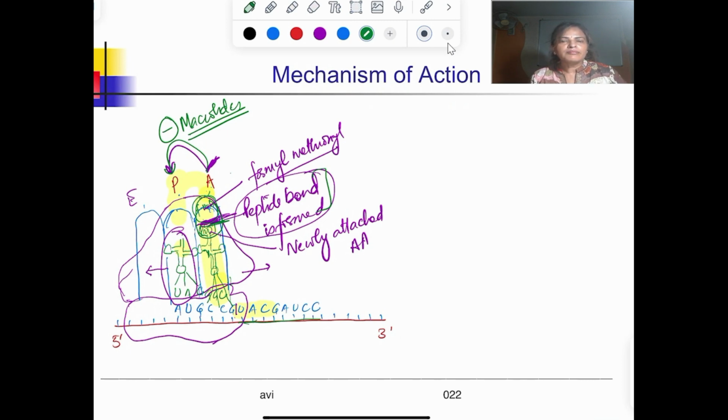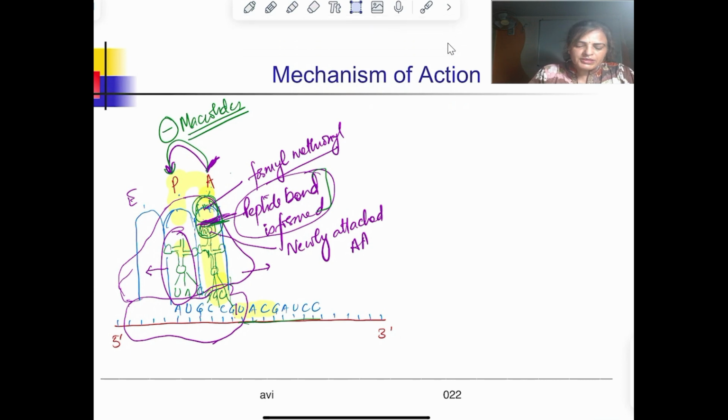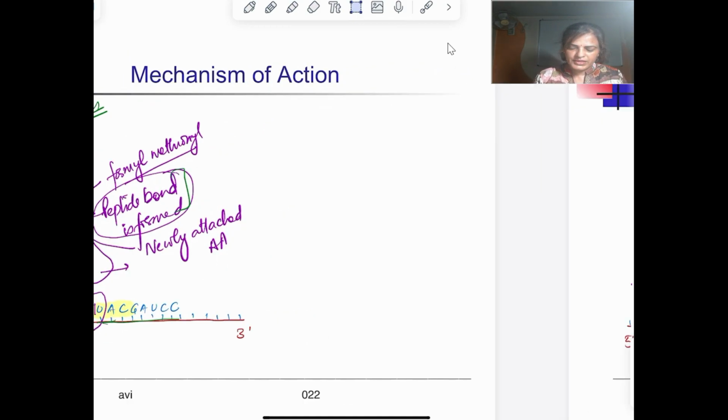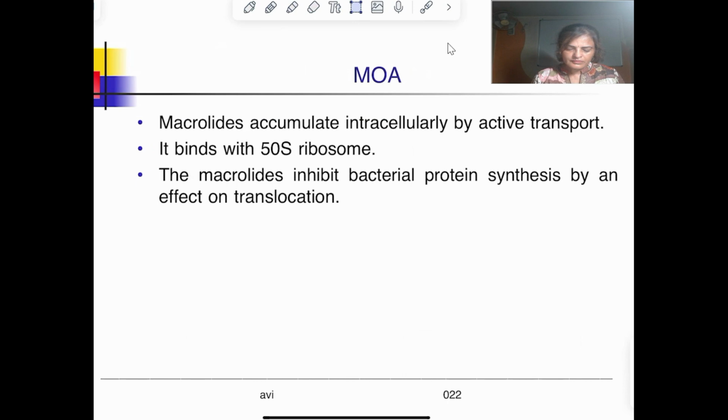So for the mechanism of action, first you have to write that because it is going to act by inhibiting protein synthesis, it has to enter within the cell. So it enters the cell, intracellularly, by active transport. Number one, this. Number two, it is going to bind with the 50S ribosome. Then third, it is going to inhibit bacterial protein synthesis by inhibiting this translocation. Then you can explain it with the help of a diagram or with text. So you can see here how to write it.